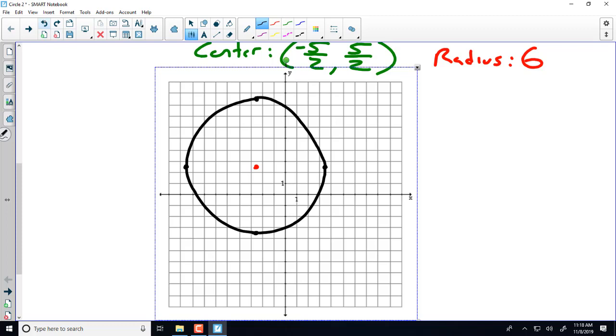Okay, let's erase the center because it's not actually a part of the circle. You don't have to do that as long as you realize it's not a part of the circle. Let's give our domain and range. They're each going to be 12 units long. How do I know that? Because the radius is 6. So I double that, I get the length of the domain and range.